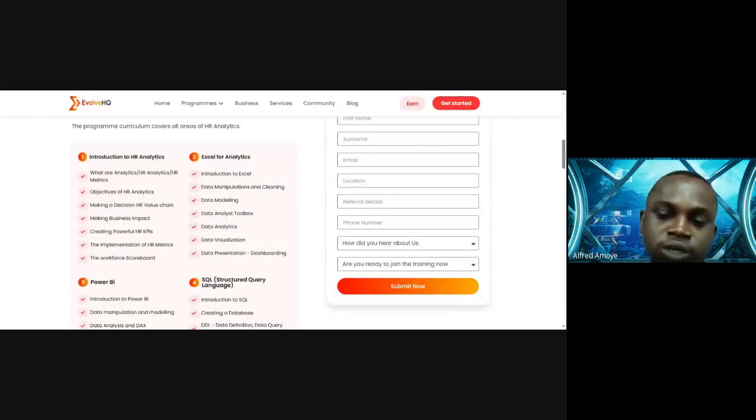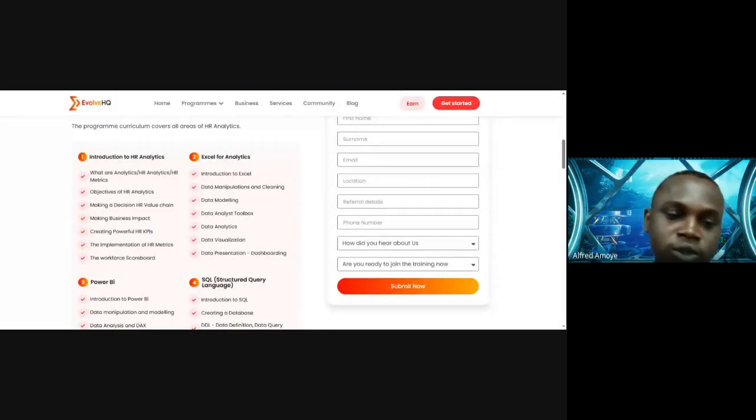At the end of the training, you get to work on a capstone, an internship scheme where we have collated over 6 capstone projects that you'll be working on during this period. This is to make you more effective and more efficient working as an HR professional.